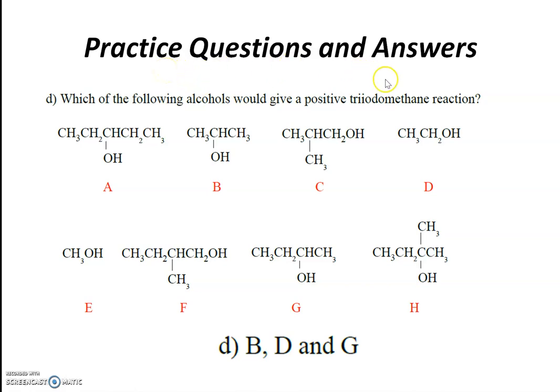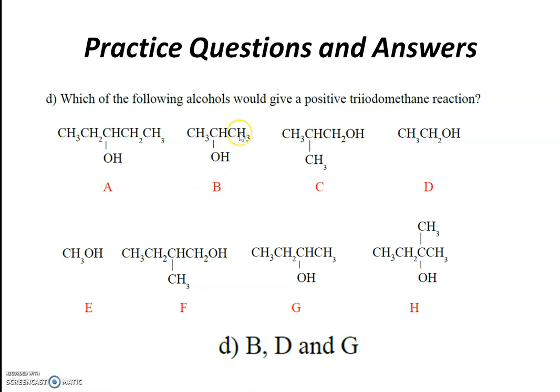Practice questions and answers. Further, number D, which of the following alcohols would give a positive triiodomethane test? There are many alcohols. Number A, so what will you observe first? In A, the most important thing is the OH holding carbon. Here, on the OH holding carbon, the left hand side is an ethyl group and the right hand side is an ethyl group. So there is no methyl directly attached. So for A, the result is negative.